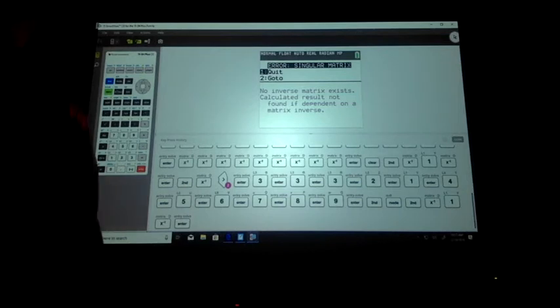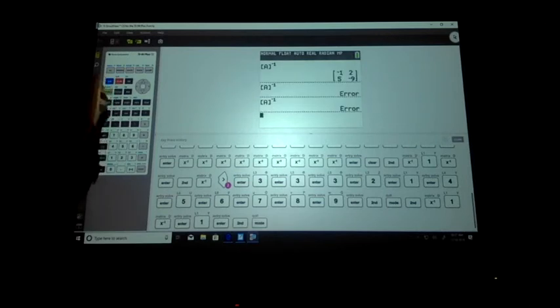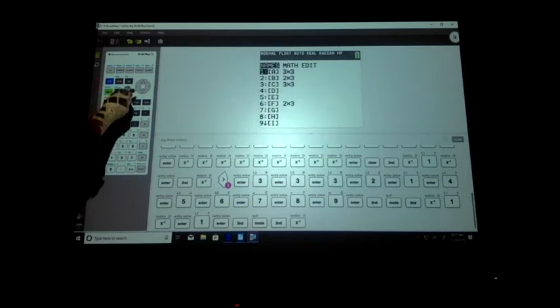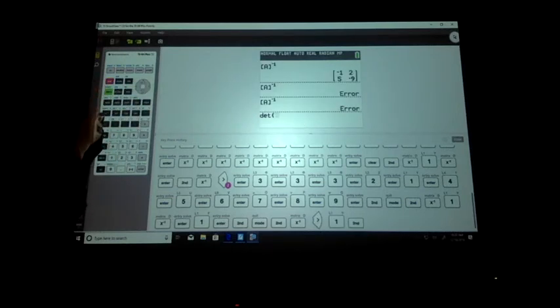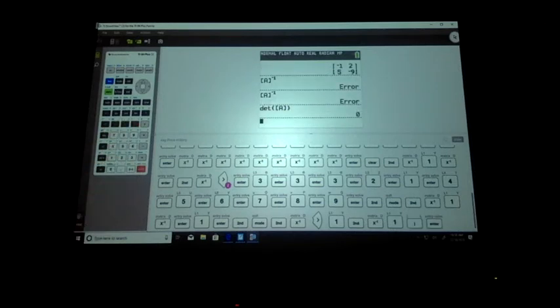No, we didn't mess up. What does this mean? It doesn't exist. Why doesn't it exist? What has to be 0 for this to happen? Let's quit out of this. Second matrix. If I find the determinant of this one, it has got to be 0. Look, the determinant is 0. If your matrix C has a determinant of 0, that matrix C does not have an inverse.